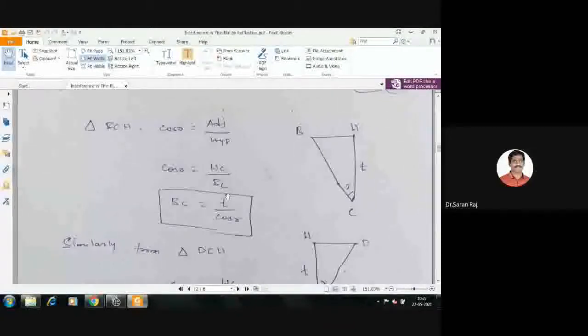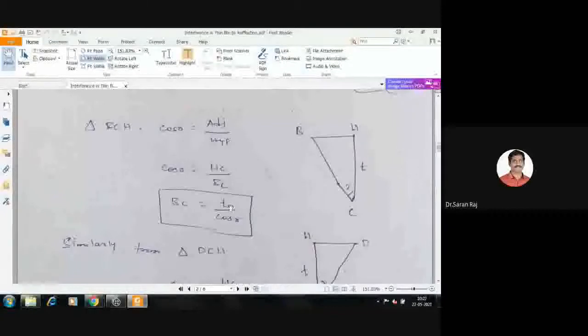What is HC? HC equals the T value. Cos R is a multiplication term, and moving it to the right-hand side means division. So BC equals T divided by cos R. This value you can find.